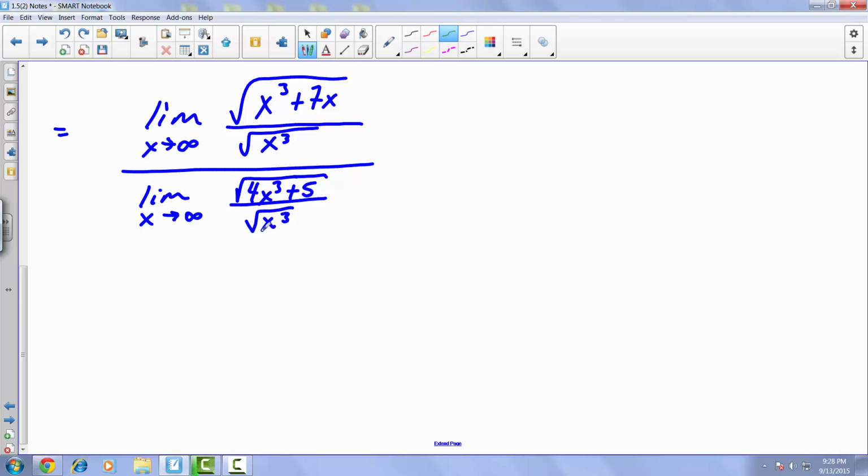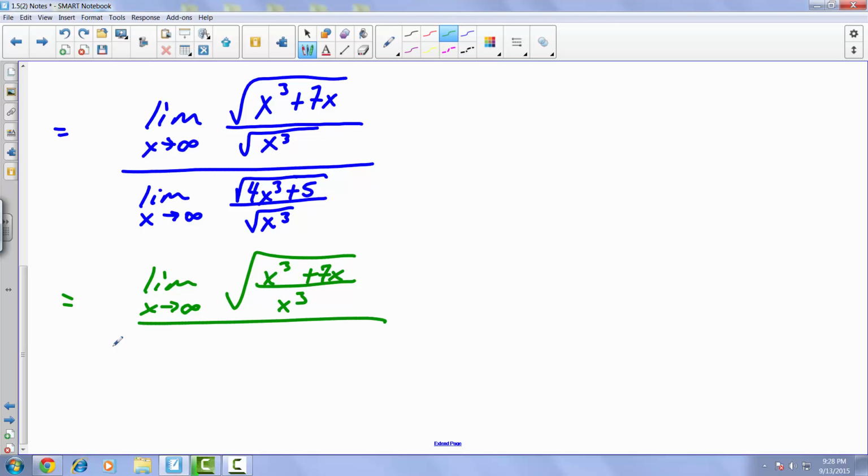Now the reason why we would do that is so that we can combine these under one radical. So then we end up with the limit as x goes to infinity of the square root of x cubed plus 7x all over x cubed. And on the bottom, we have the limit as x goes to infinity of the square root of 4x cubed plus 5 all over x cubed.